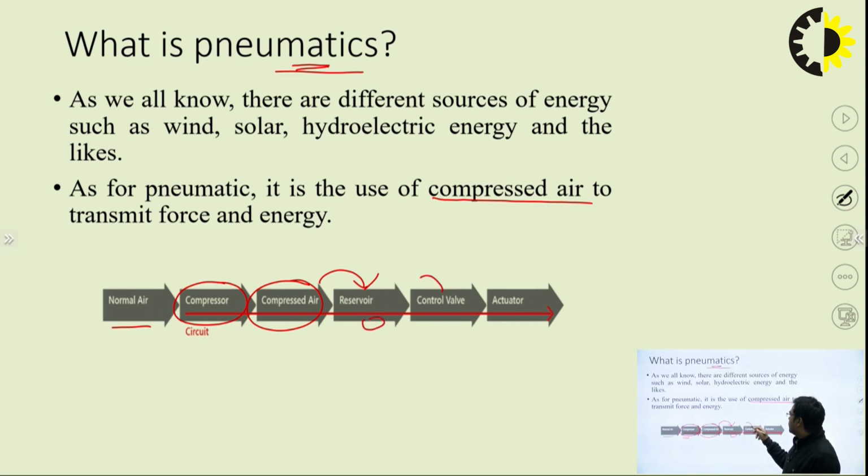There is a control valve. What is a control valve? I have discussed it in a lecture, that is the DCV, the directional control valve, which controls what amount of air moves in which direction. These things we can control with the help of the control valve. And at last you can see the actuator. The actuator will also be covered in this lecture. Whatever kind of mechanical work we want, depending on the requirement, can be fulfilled with the help of actuators.